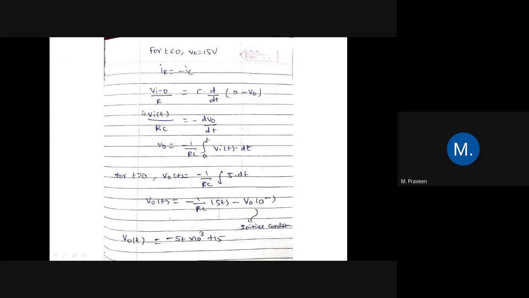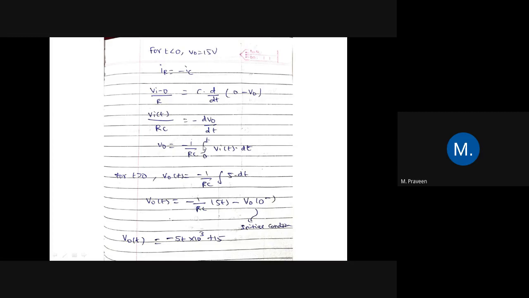Now if you simplify, we will get VI of t divided by RC, taking C out, which is equal to minus dV naught divided by dt. Now we want V naught, the output voltage, so we have to take the integration. If you take integration, then the differentiation will be cancelled. Therefore V naught will be minus 1 by RC integration from 0 to t of VI of t dt. If you know the formula, you can straight away write the answer here.